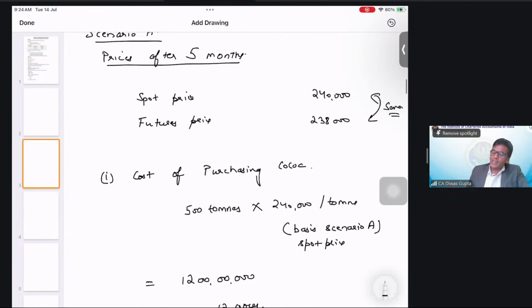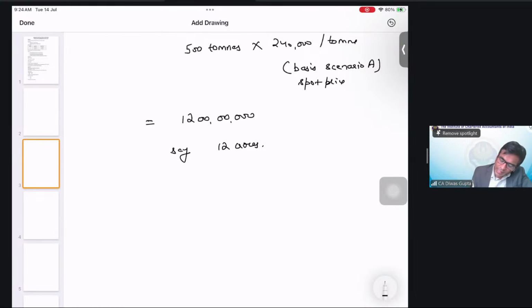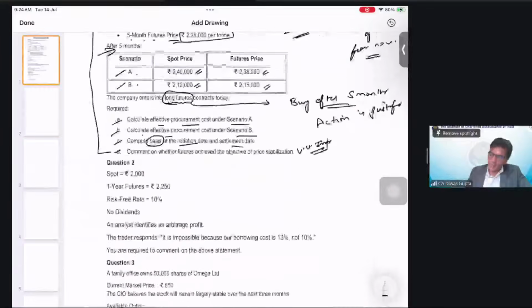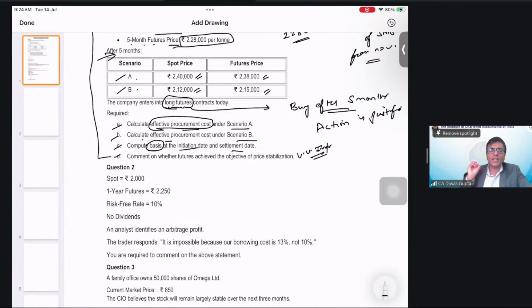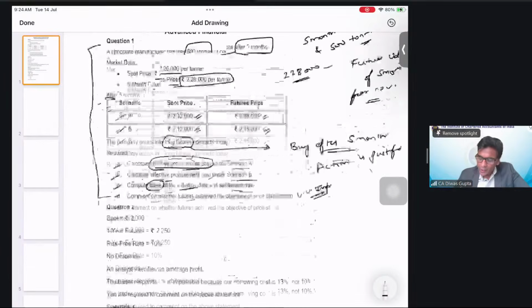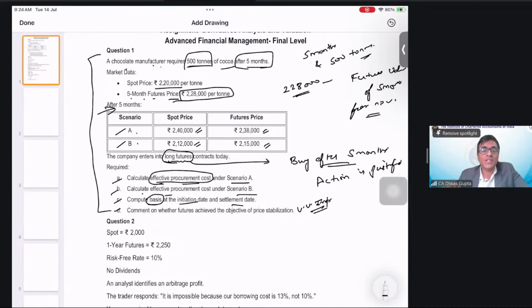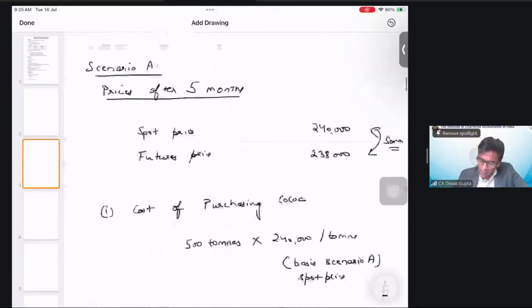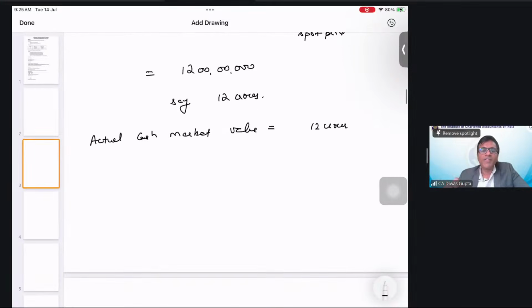Okay. So this is the actual purchase price that will be there for the purchase of cocoa. So this is the actual cash market value will be 12 crores. Now students, what is the question asking? The question is asking effective procurement cost. Is this an effective procurement cost or is it a gross procurement cost? This is a gross procurement cost, right? Now we have to arrive at the effective procurement cost. Please also remember that we have taken a long position in futures at the rate of 2,28,000. How are we going to adjust that? Now let's see whether we have gained or lost on the futures.